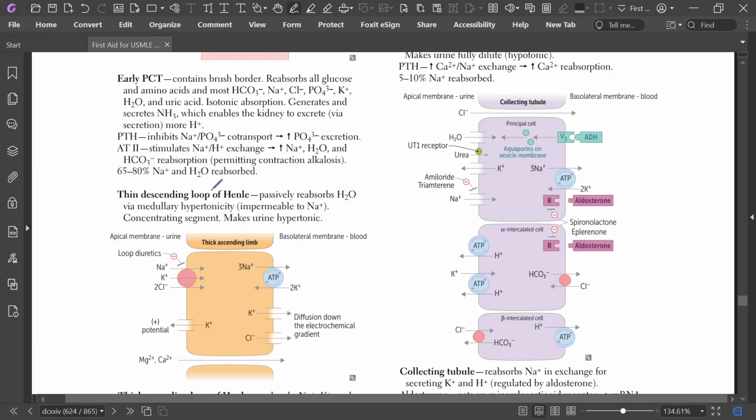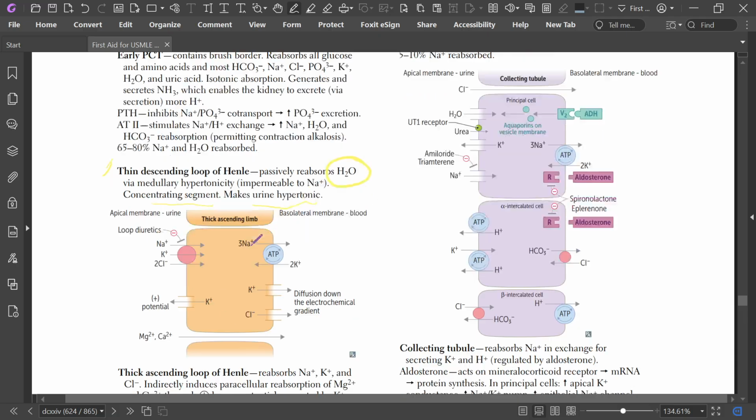Now the thin ascending limb of the loop of Henle is an insignificant segment. The thin descending limb of the loop of Henle makes the urine hypertonic. It is the only concentrating segment. It passively reabsorbs water, so it soaks out the water and makes the inner solute hypertonic.